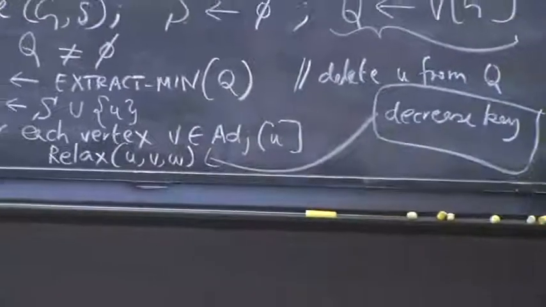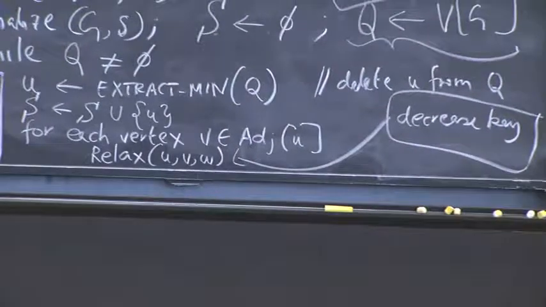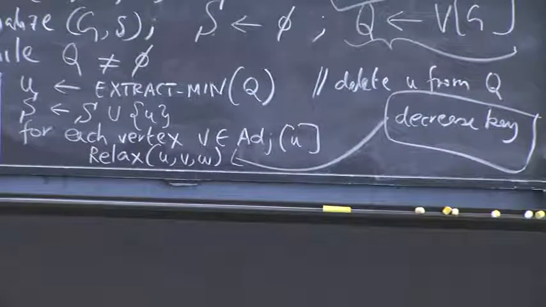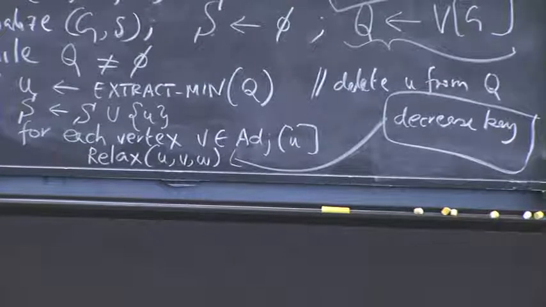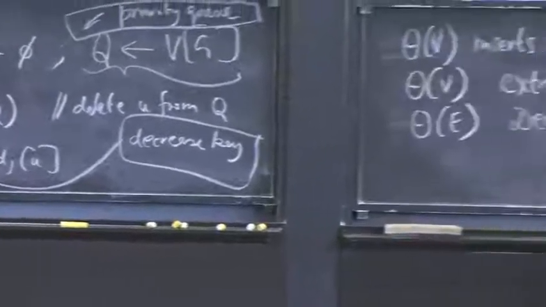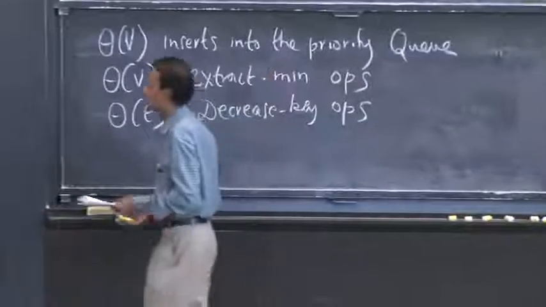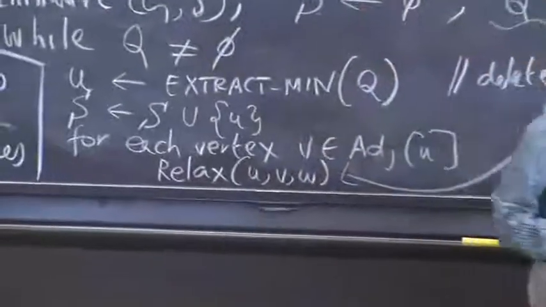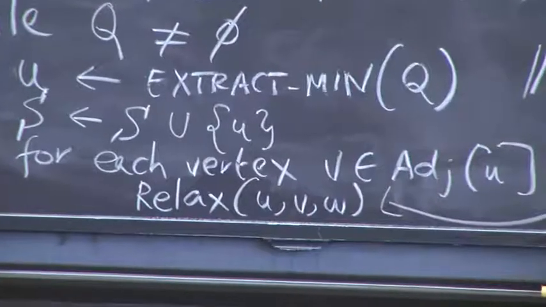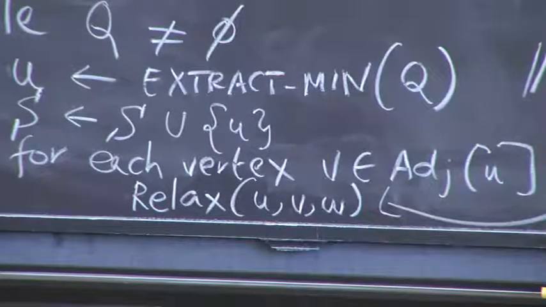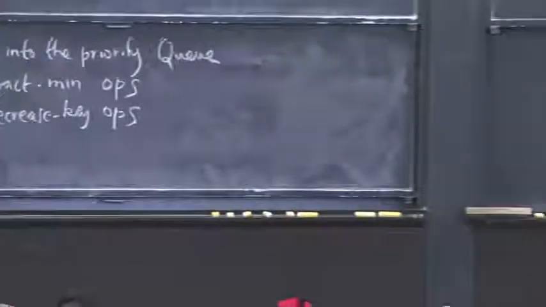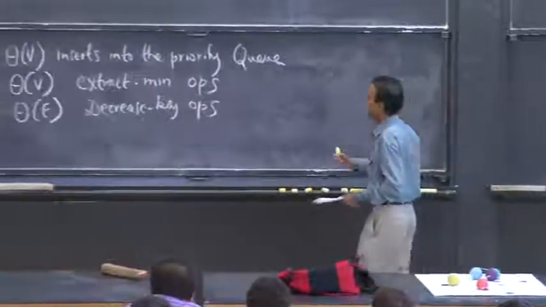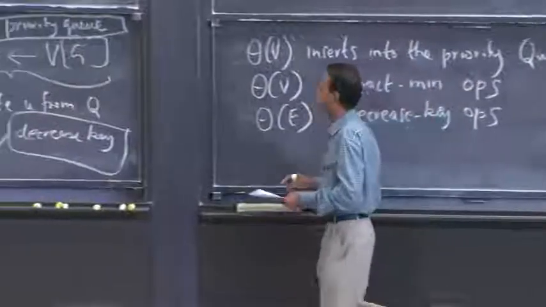It's in particular not an update key. It happens to be a decrease key, which is not a big deal. We don't need to get into that. But you are reducing the D value. So it's a decrease key operation. And again, it's theta E, because you're only going to process each edge in a directed graph. You're only going to process each edge that's coming out of a vertex once, since you're processing each vertex once, and you're looking at all of the outgoing edges from that vertex. Okay? So that's what you can get looking at the pseudocode.